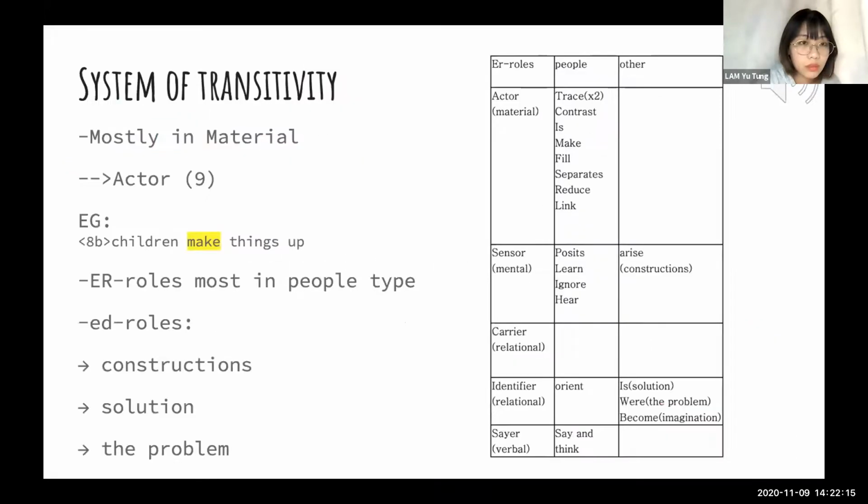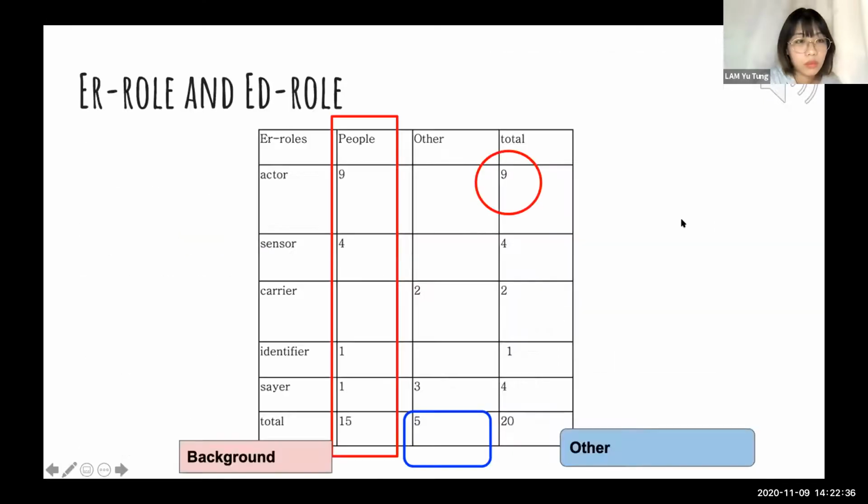We can also look at the type of ER roles, and it is most in people type and seldom in non-human types. And letters are still the kind included most. However, in ED roles, about who is affected, like constructions, solution, and the problem, we can see that the text background is focused on people around 15, and only 5 are focused on others.